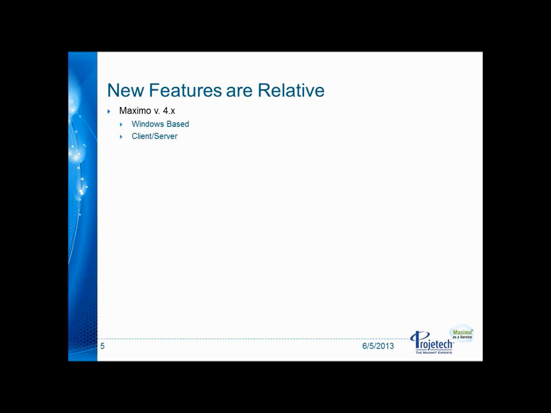So for Maximo version 4X users, this is a Windows-based application. It's client-server, so you need client applications on the workstation in order to access Maximo on the server and run it. SQR and Crystal Reports were the core reporting tool or applications within version 4 Maximo. Version 4 is a stable, mature product.